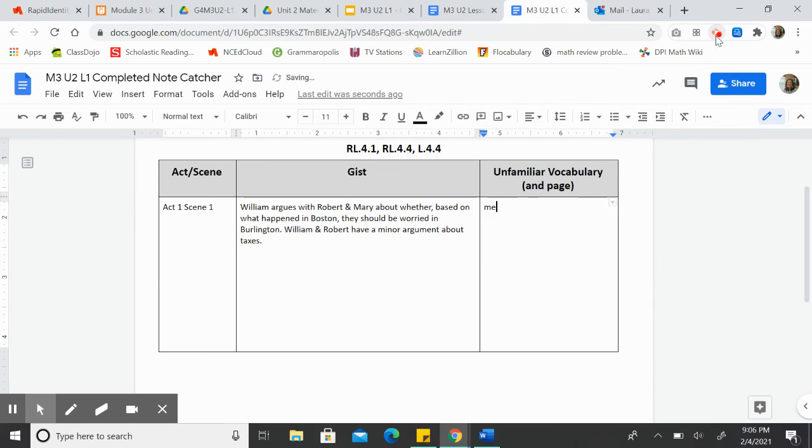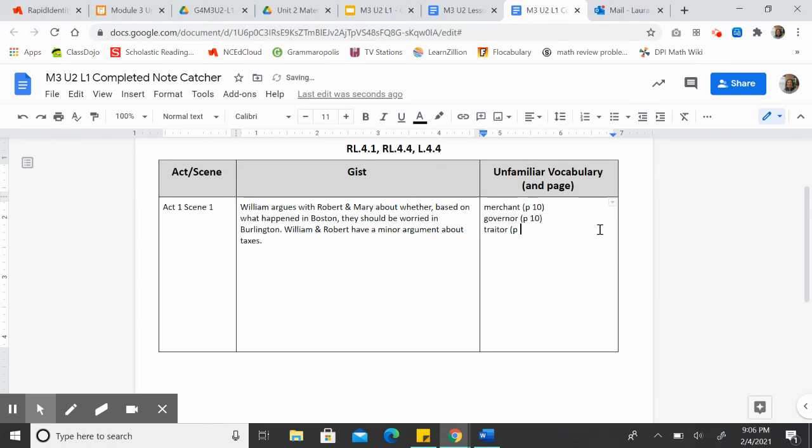Okay, so we've got merchant on page 10. Shh, no, I'm not talking to myself. I'm recording a lesson right now. We've got governor on page 10. Okay, I want you to write all these in, even if you know the meaning, because they're important.